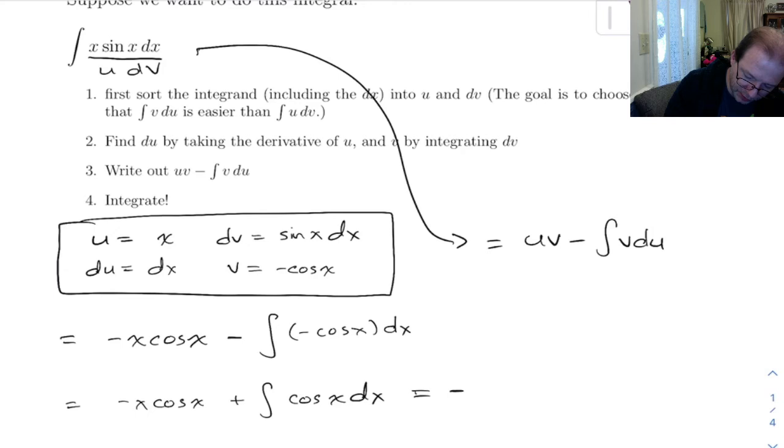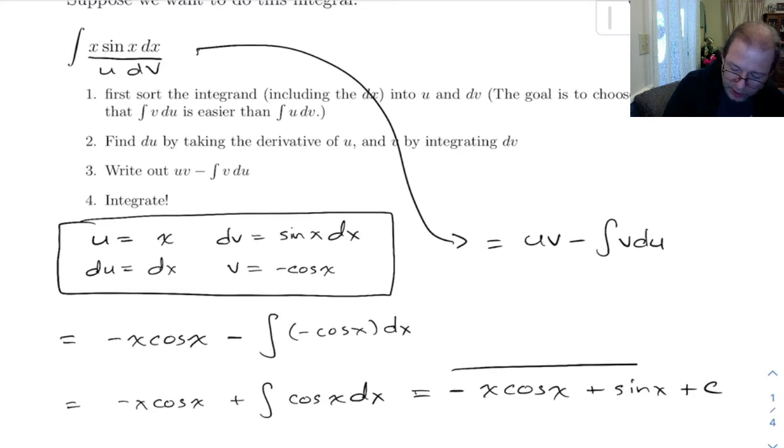So we can integrate this now. We've still got the minus x cosine x on front. Then if you integrate cosine, you get positive sine plus c. And that's our answer.